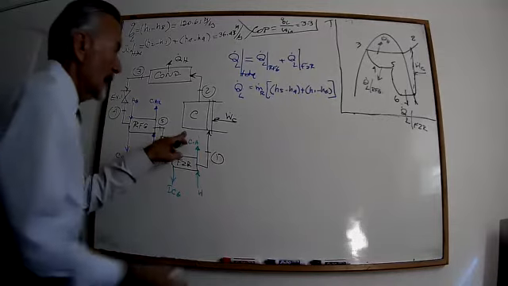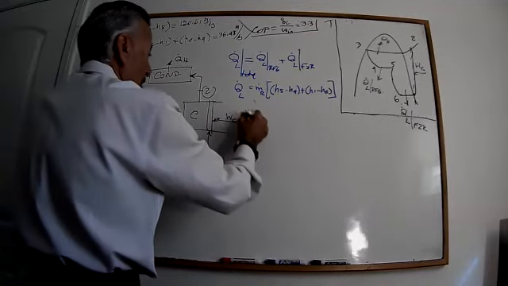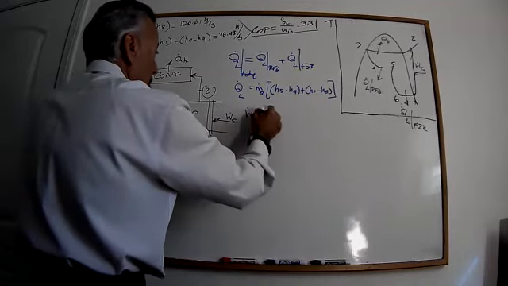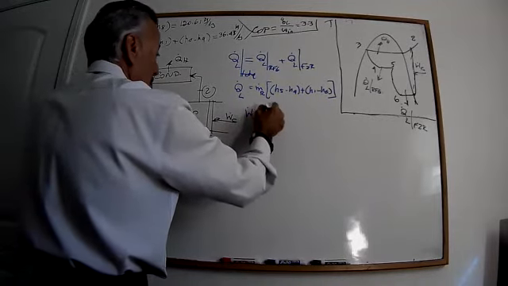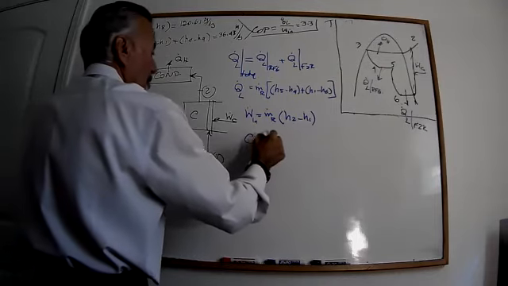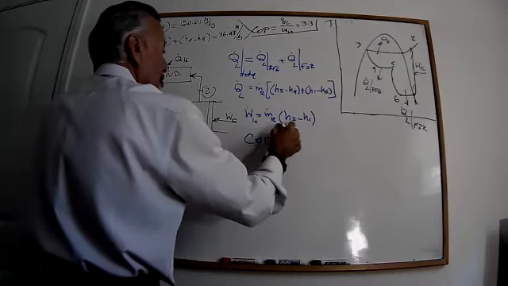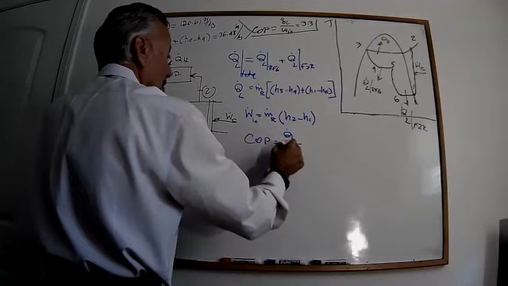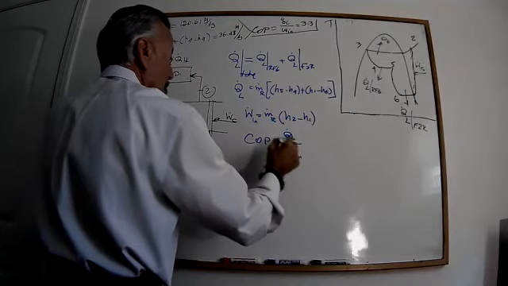As far as the compressor is concerned, the work we put in is the mass of refrigerant times H2 minus H1. COP, as always, is going to be QL divided by work in, or work of the compressor.